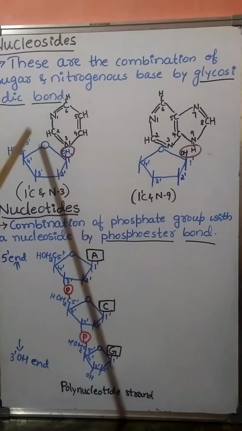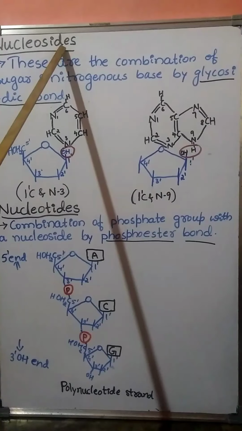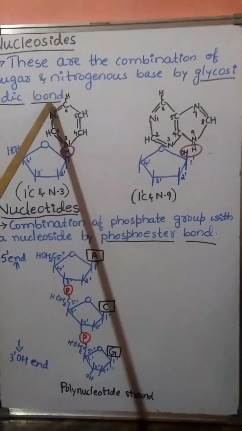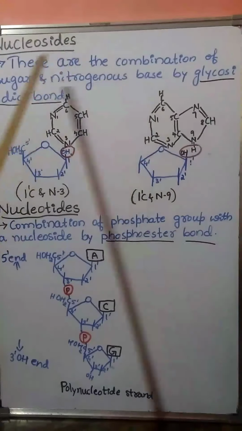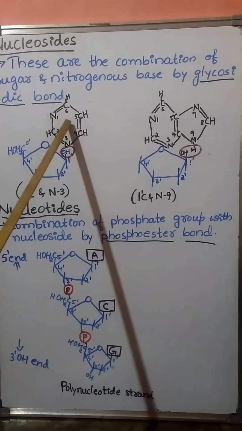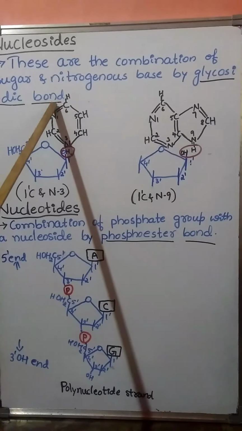This is about nucleosides, and remember, while forming the nucleoside, a glycosidic bond is formed. The bond present between the pentose sugar and the nitrogenous base is the glycosidic bond. Important for 1 mark.